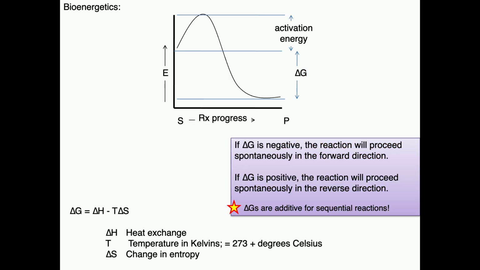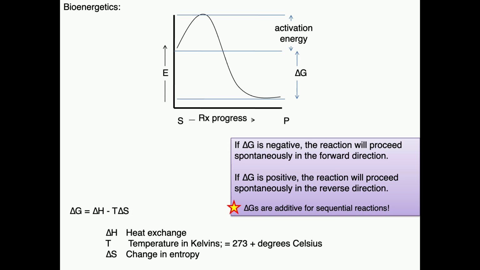If the delta G is negative, you're going to get a forward reaction, as shown here. And if the delta G is positive, then you would go backwards. Okay, so I'll provide an example of that in a moment.